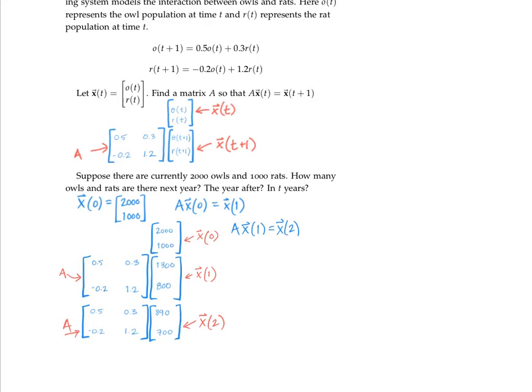Let's put a pin in this part of the problem and see what happens if we change the initial values in owls and rats and see if we can figure out a way for other initial conditions for us to be able to write down the population levels in t years.